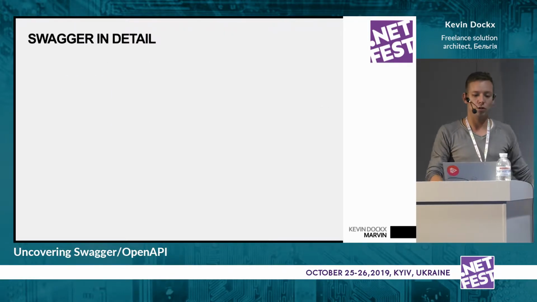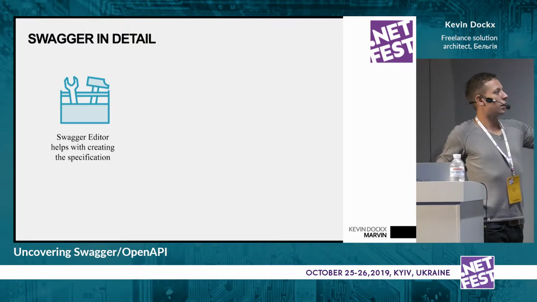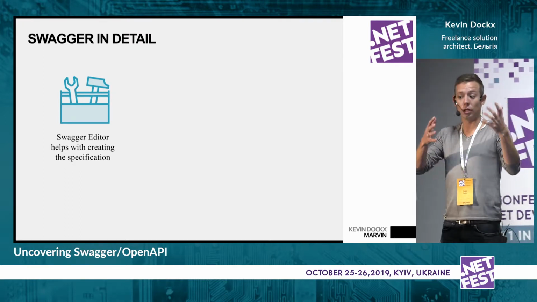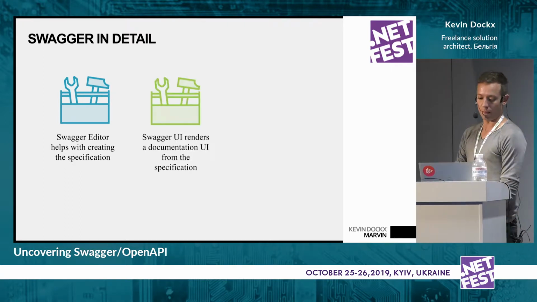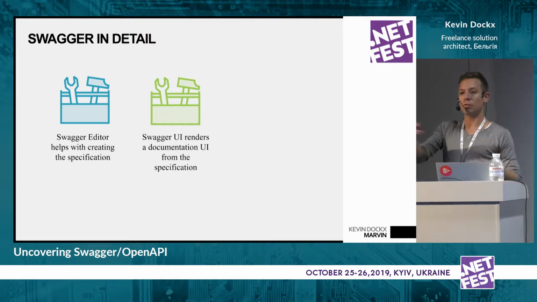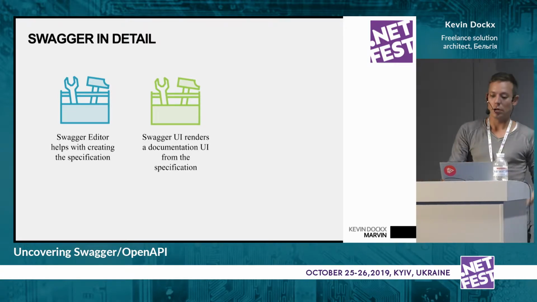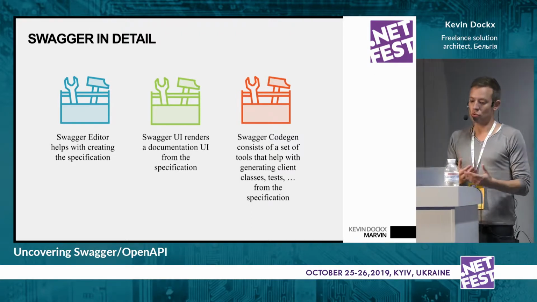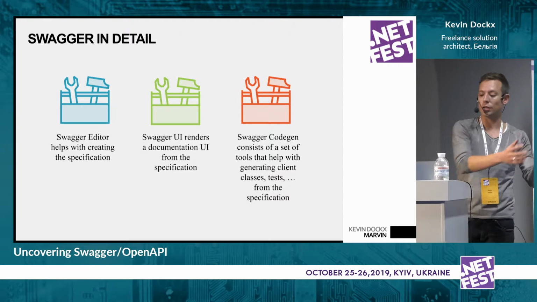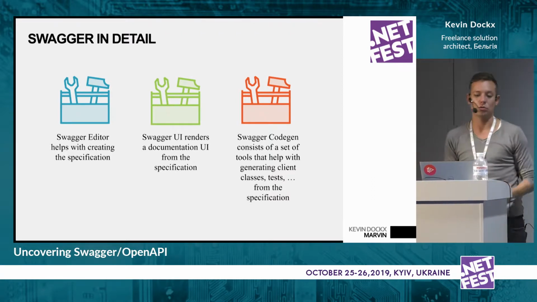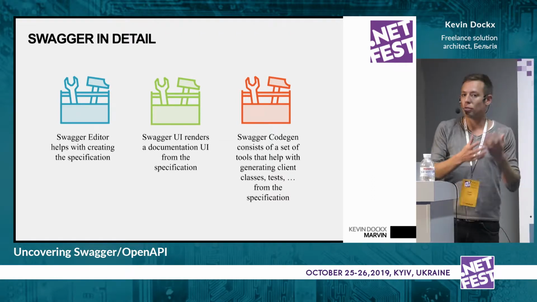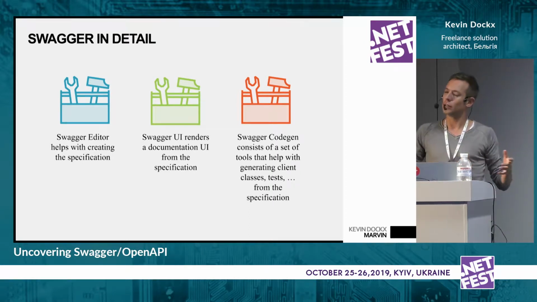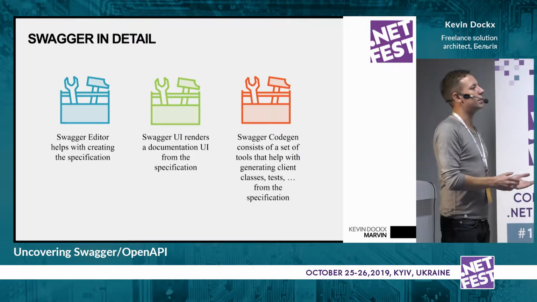If you look at the official Swagger site, you will find Swagger Editor. You can edit your Swagger file online on the site, create it. Swagger UI then takes that specification and renders a UI from it. And Swagger Codegen, that's a full set of tools used to, for example, generate full clients, generate some client classes, help with generating some tests from that specification. And this is just Swagger as the people who made it intended it.